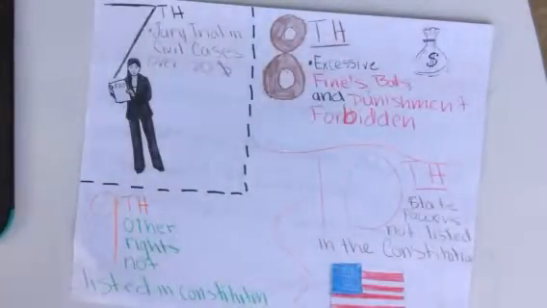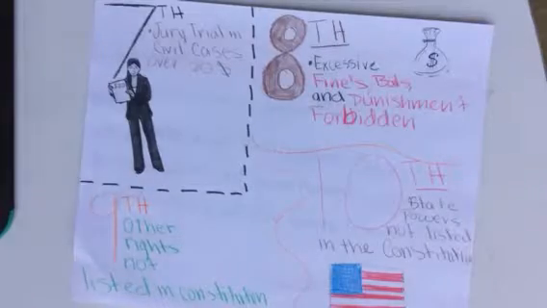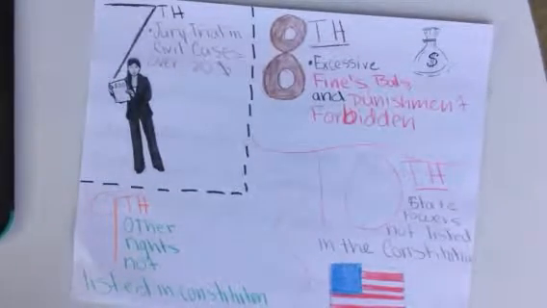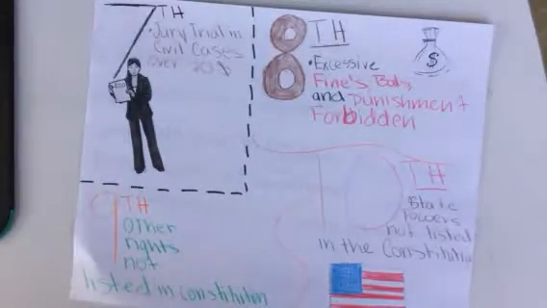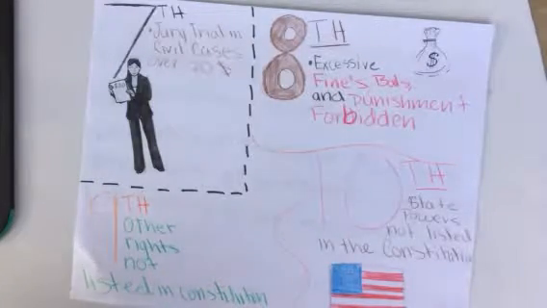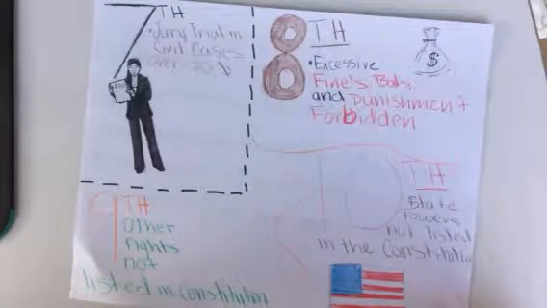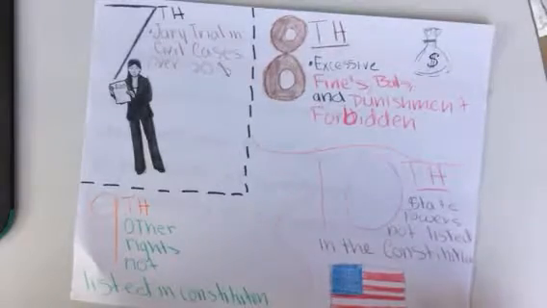The Seventh Amendment, you will receive a jury trial in civil cases if the amount is over $20. Eighth Amendment, this prevents the government from charging too much money for bail or fines. You are also protected against torture for a crime. Ninth Amendment, you have rights that are not specifically listed in the Constitution. 10th Amendment, the states have powers not specifically listed in the Constitution.